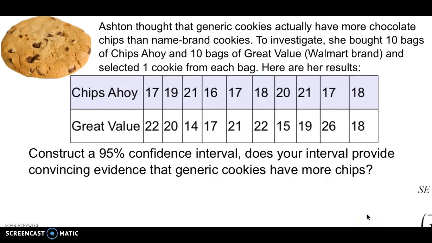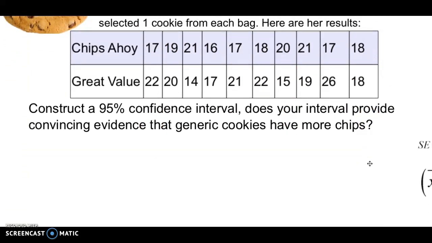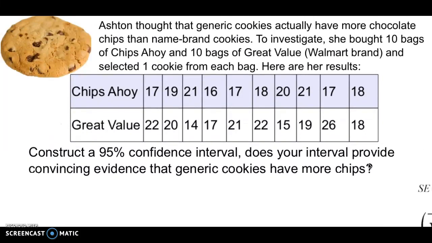Here's a problem. Ashton thought that generic cookies actually gave more chocolate chips than the name brand cookies. To investigate, she bought 10 bags of Chips Ahoy and 10 bags of Great Value, the Walmart brand, and selected one cookie from each bag. Here are her results. She did this 10 times for each brand, taking a random cookie from each of the 10 different bags. The first question says to construct a 95% confidence interval, and does your interval provide convincing evidence that generic cookies have more chips?